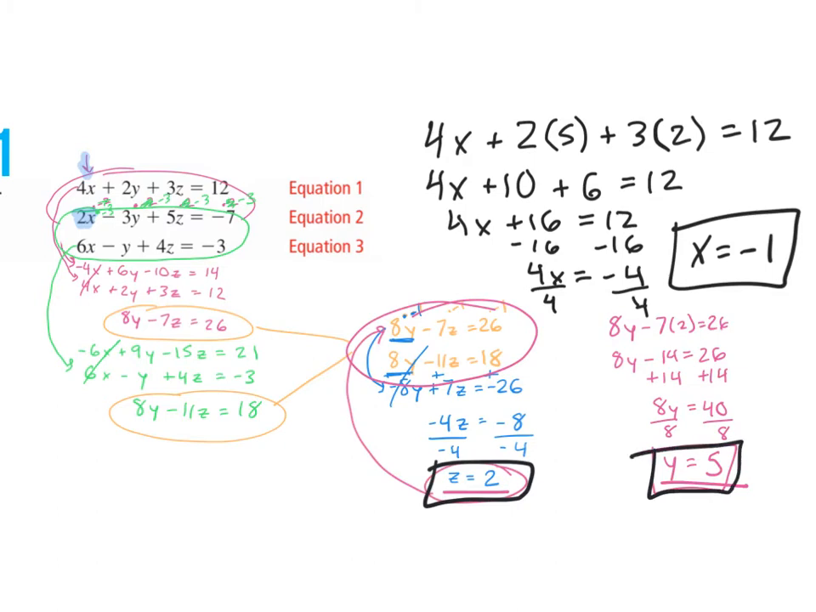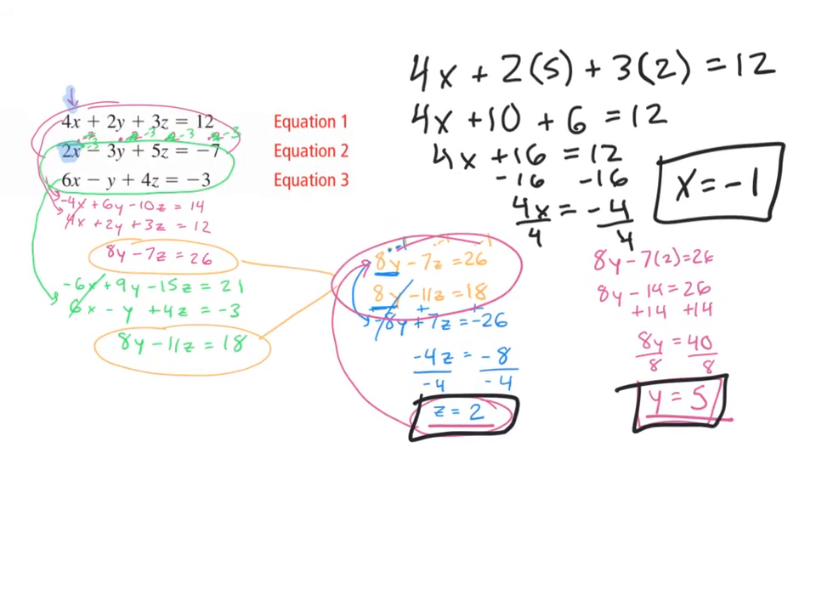So these are 3 answers here. And we could write this as a coordinate point just by putting our x, then y, then z. So this would be negative 1, 5, 2.